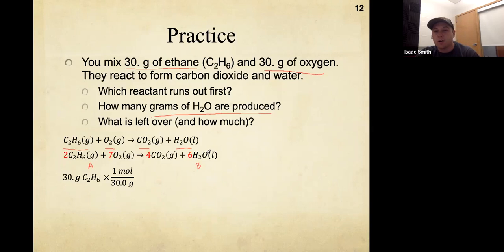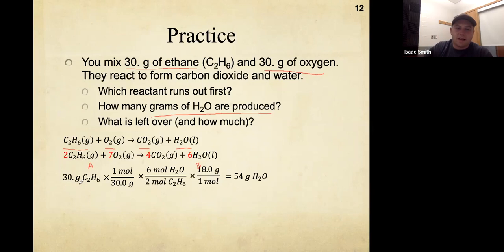So in order to go from grams of A to grams of B, or from grams of ethane over to grams of water, we're going to have to go first from grams of ethane to moles of ethane using the molar mass, convert from moles of ethane to moles of water using the mole ratio, then convert from moles of water to grams of water using the molar mass of water. And it tells us that 30 grams of ethane would produce 54 grams of water.